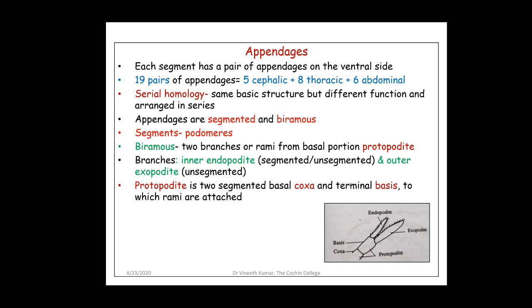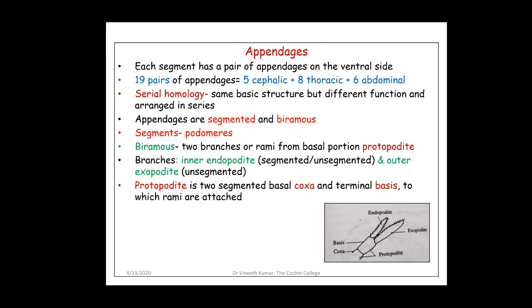Homology in the sense that they have a basic structure but different functions, because the cephalic appendages are mainly concerned with feeding, the thoracic with walking, and the abdominal with swimming. So even though they have a basic structure, they do different functions, and hence they are said to be homologous organs. And because these organs are arranged in series, from the anterior to the posterior tip, this homology is referred to as serial homology.